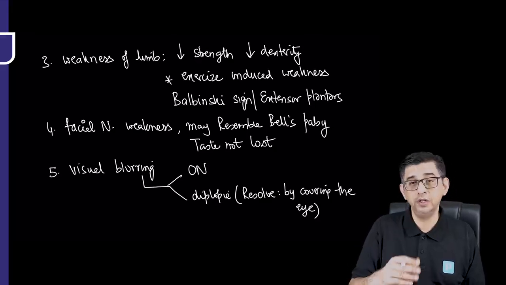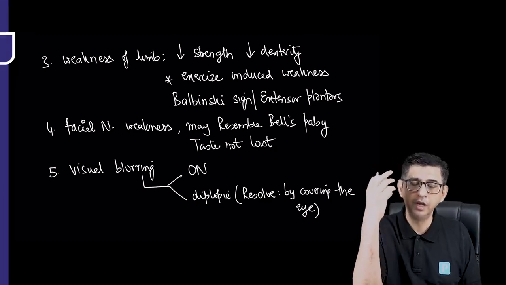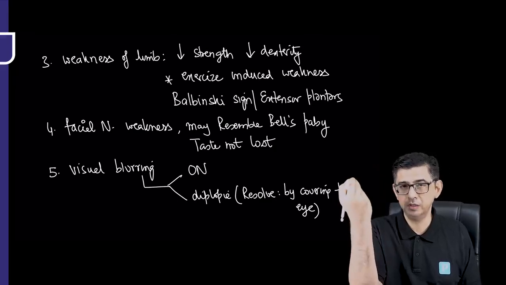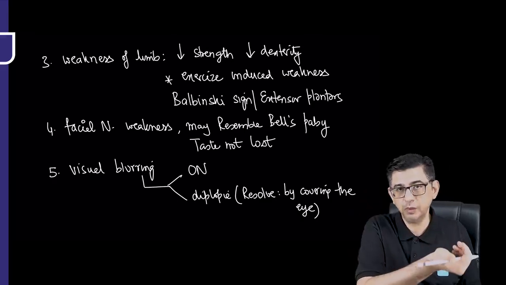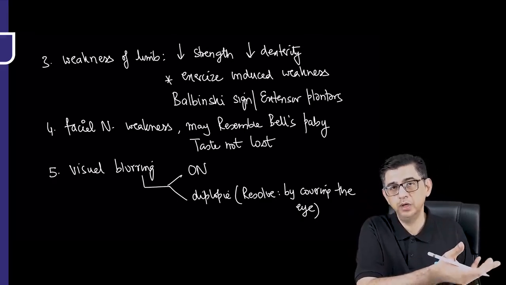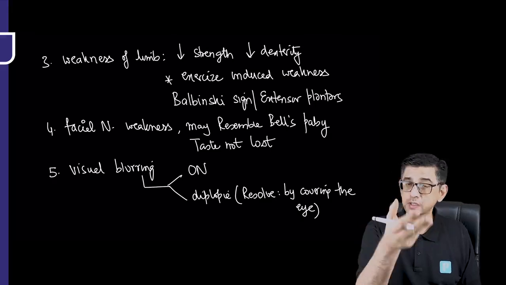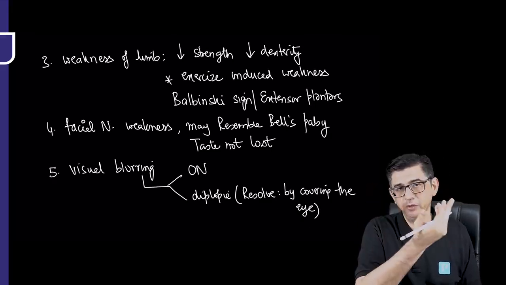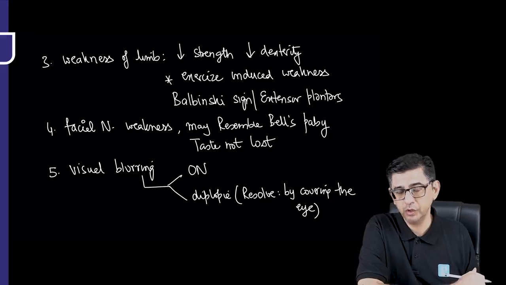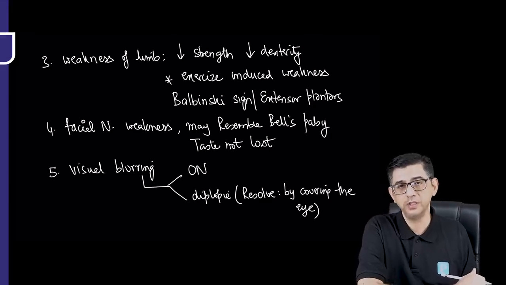If the diplopia disappears on covering one eye, it means that the cranial nerves of one particular side, which are innervating specific muscles of the eye, are getting involved. But in case it persists in spite of covering one eye, the visual blurring is present, it implies that there is an optic neuritis component also present in this patient.